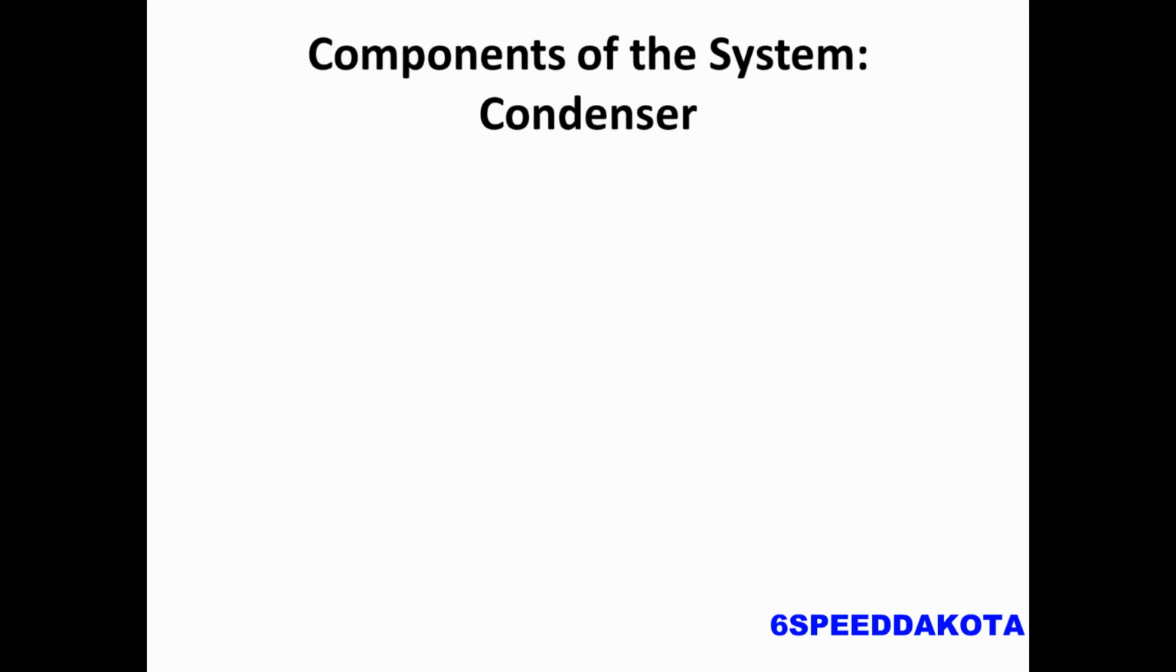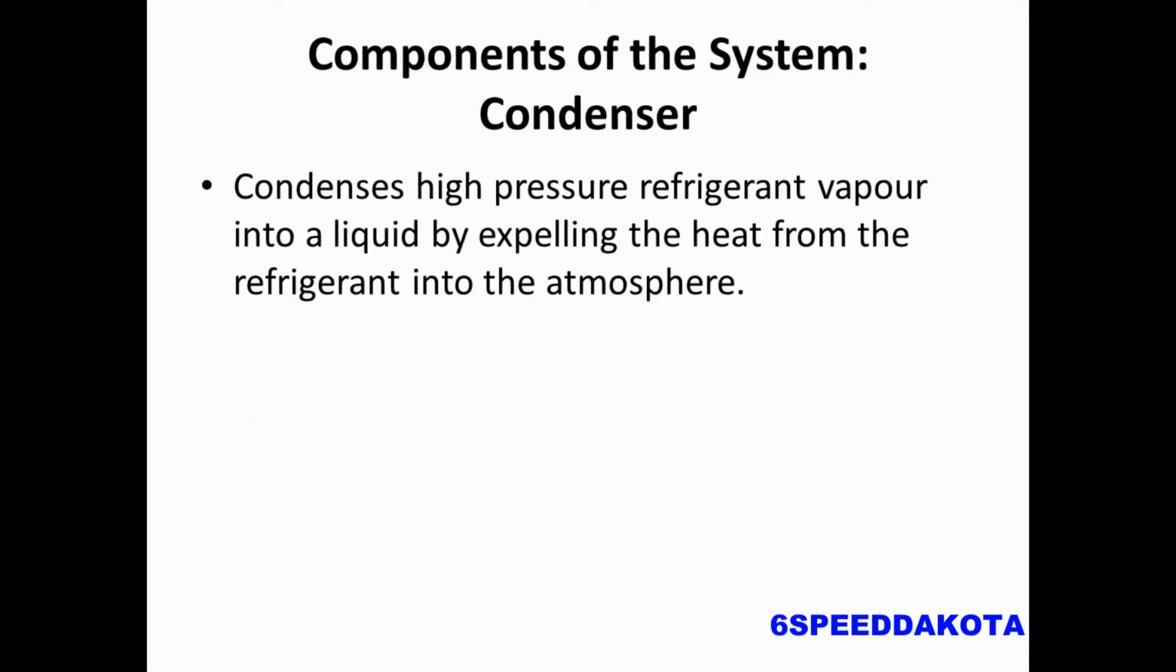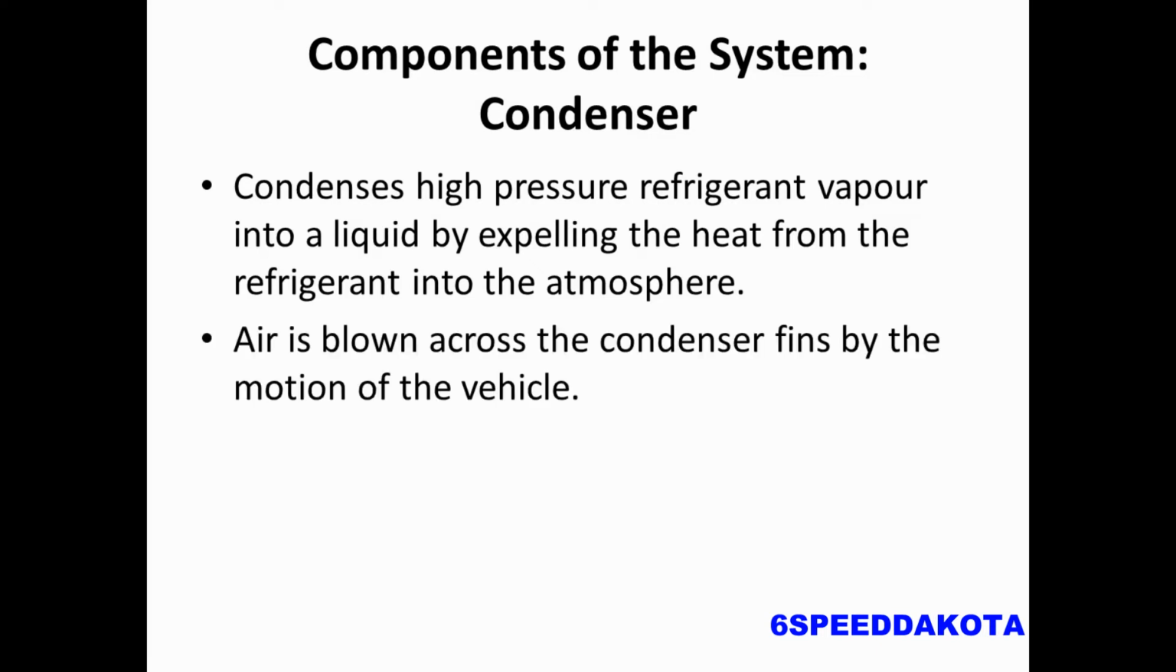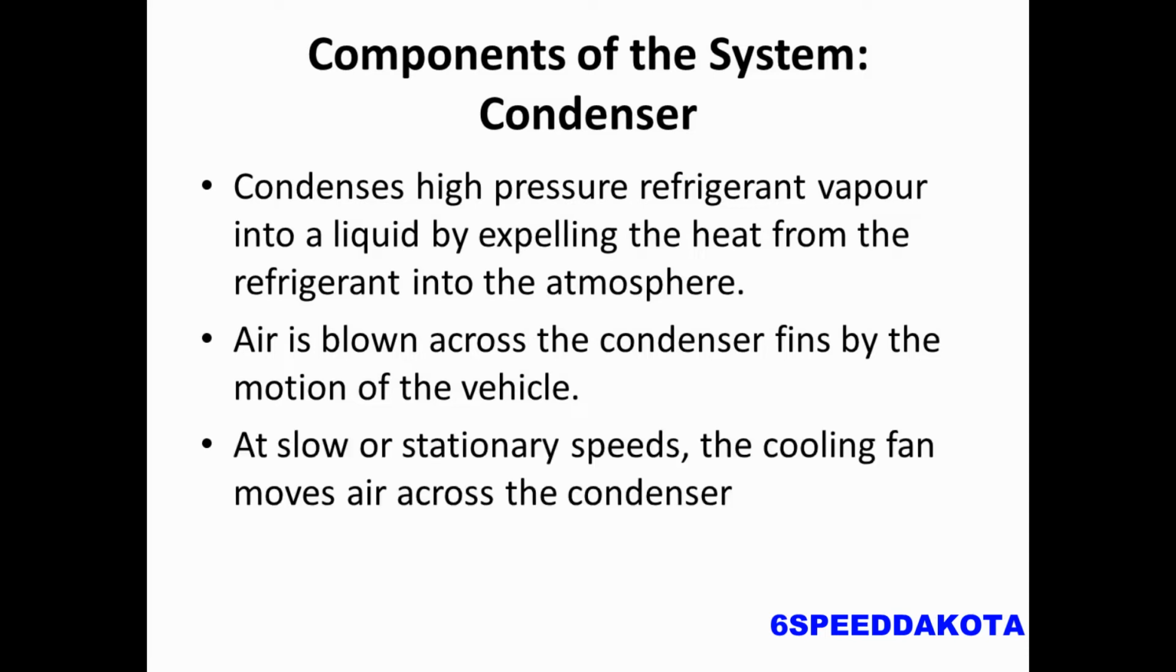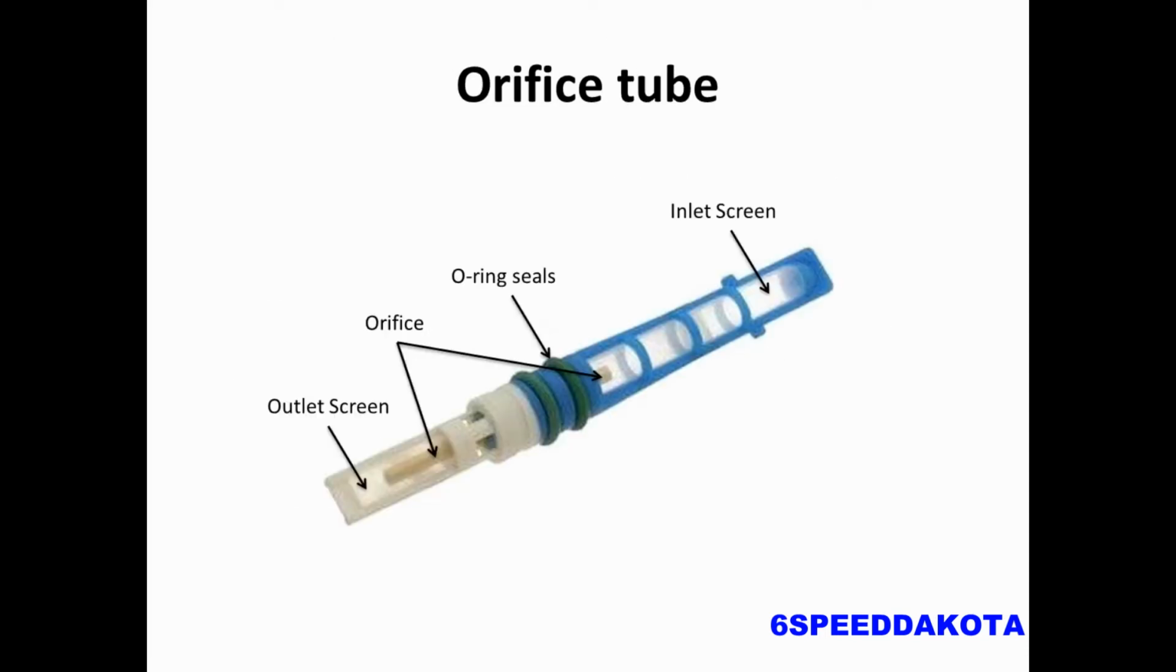We have our condenser. Our condenser condenses a high-pressure refrigerant vapor into a liquid by expelling the heat from the refrigerant into the atmosphere, as the air is blown across the condenser fins by the motion of the vehicle or the radiator fan. At a slow or stationary speed, the radiator fan does most of the air moving across the condenser.